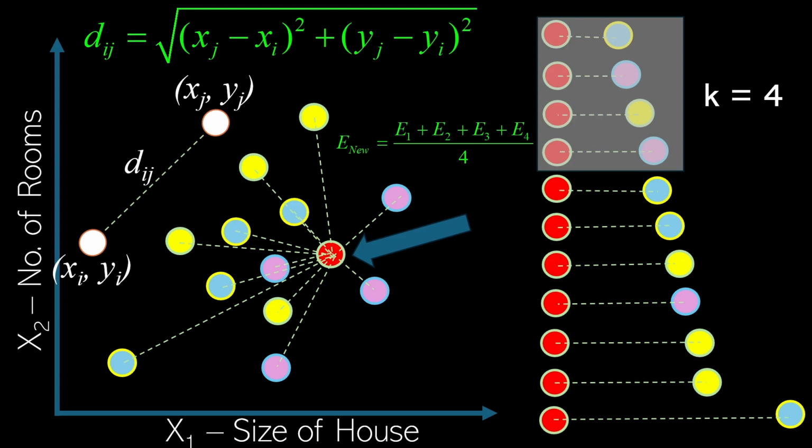So to summarize this algorithm in general, we identify a point that we want to predict some information about. We would then compute the Euclidean distance between this point and every other point, and then we would sort those distances in increasing order.